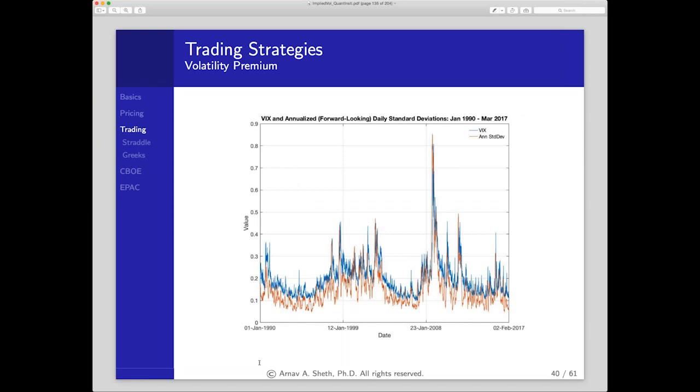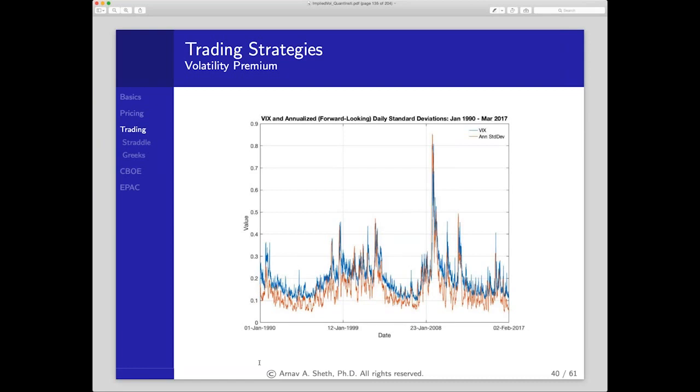All right, so now we can talk about how we can take advantage of that. And here I have just a graph of the annualized standard deviation and the VIX. The blue line, although not all the time, for a large period, for a lot of times, is above that orange line. And the orange line is what the forward-looking standard deviation turns out to be.